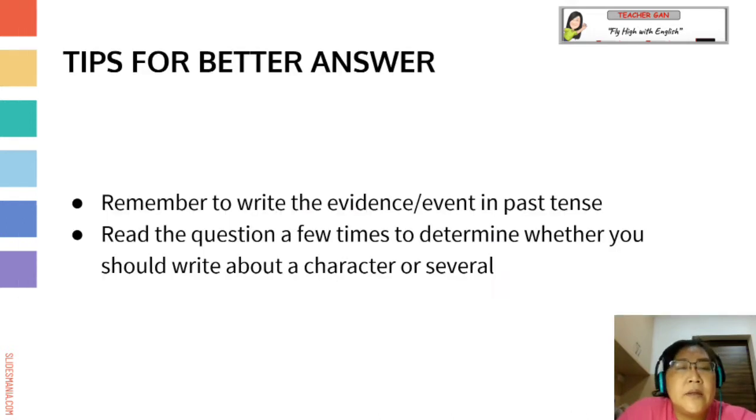Okay, let's look at tips for better answer. So please remember to write the evidence or the event in past tense, because it is easier to control past tense than present tense. Okay, read the question a few times to determine whether you should write about a character or several characters.